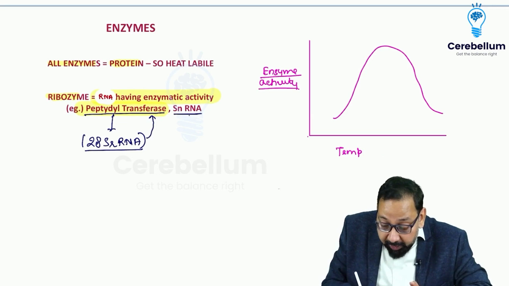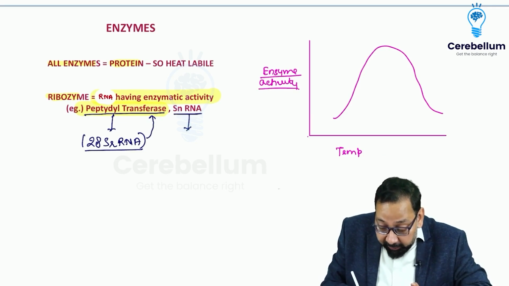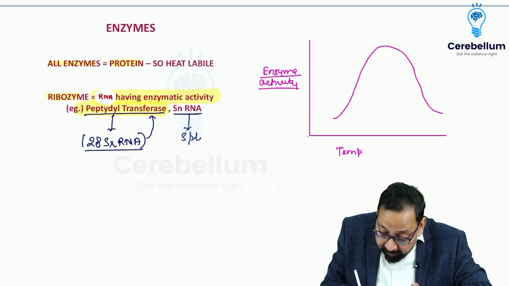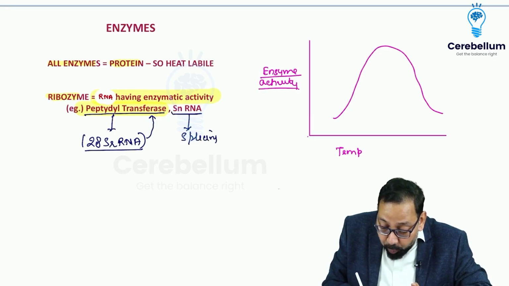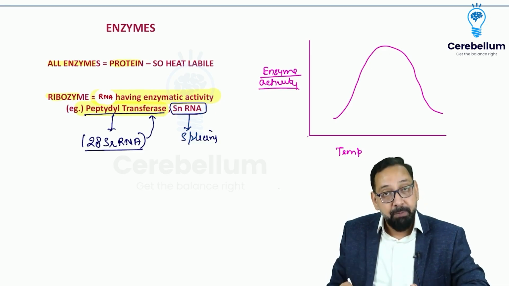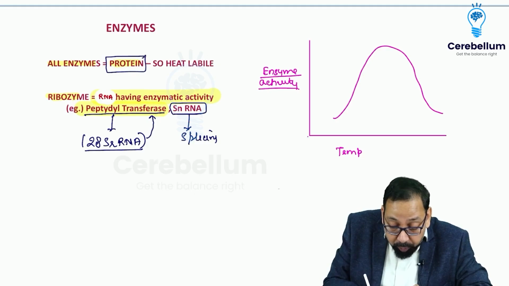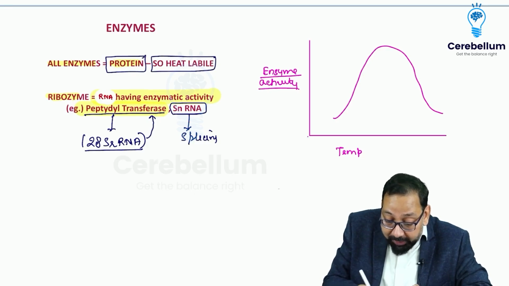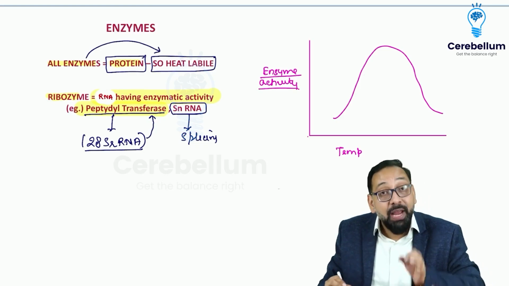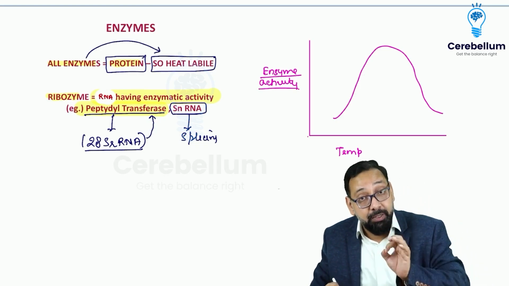Small nuclear RNA is having enzymatic activity which is used for splicing. So I can say small nuclear RNA is a ribozyme. Most of the enzymes are protein and proteins are heat labile. So enzymes are heat labile. So enzymes are denatured by heat.